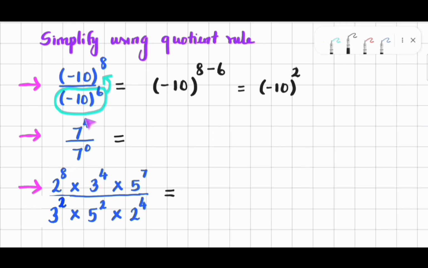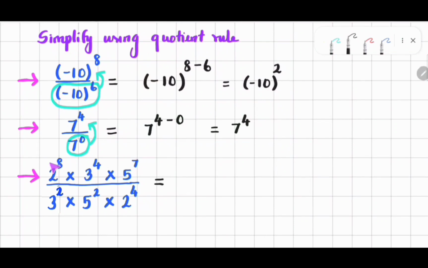Next, 7 power 4 divided by 7 power 0. Here we can apply the quotient rule because the base of the numerator and the denominator is the same. The quotient rule allows us to bring the denominator to the numerator by giving the opposite sign to the power of the denominator. So we get 7 power 4 minus 0, which equals 7 power 4.